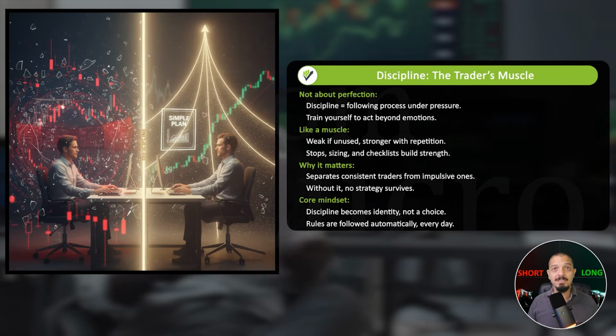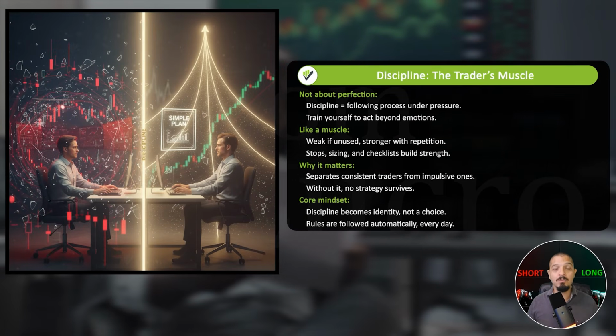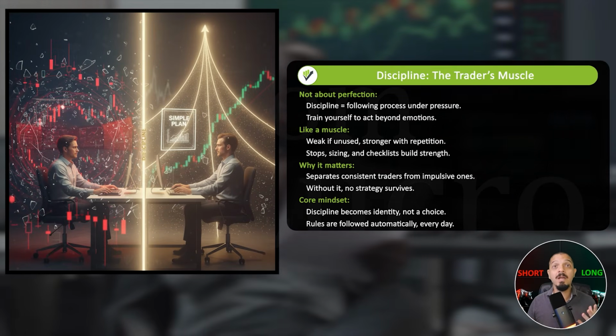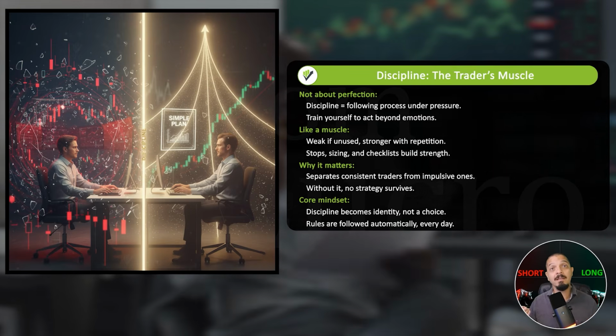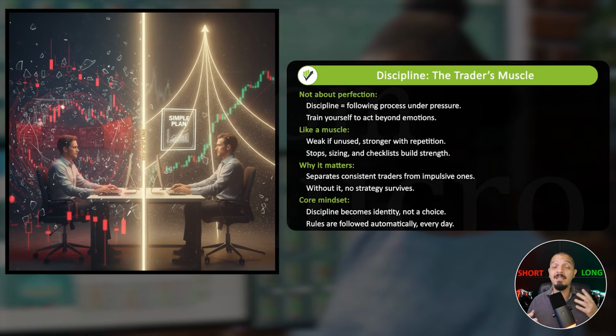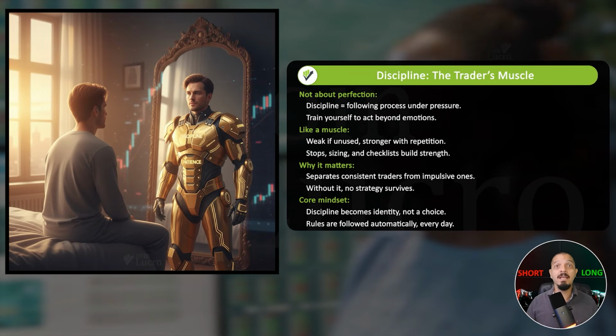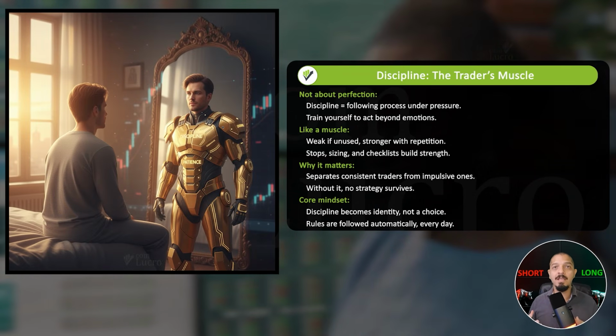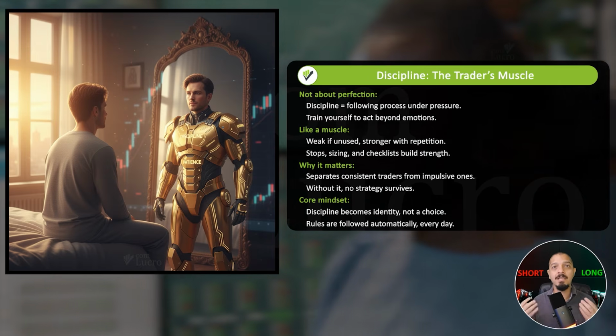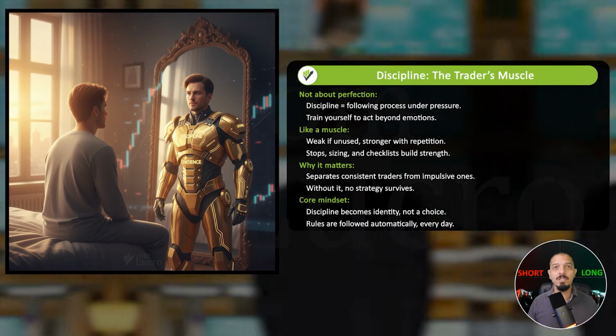It's what separates consistent traders from impulsive ones. Without it, no strategy survives. With it, even a simple plan can protect and grow your capital. A disciplined trader doesn't wake up wondering, do I feel like following my rules today? He just does it, because discipline has become part of who he is.